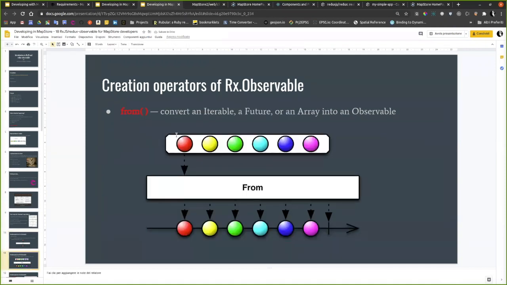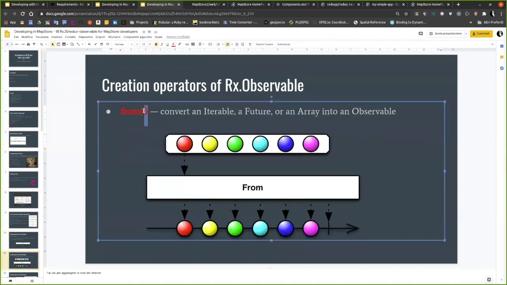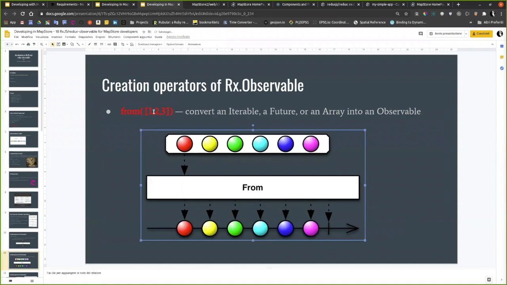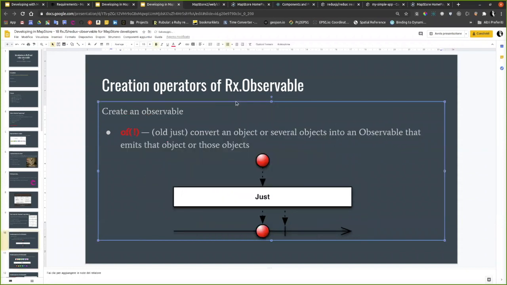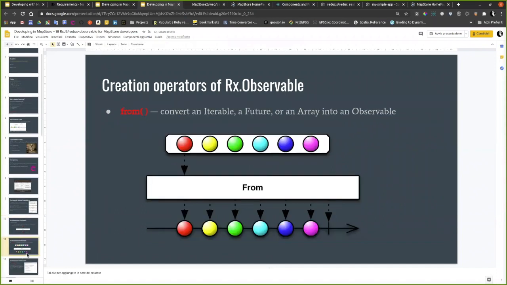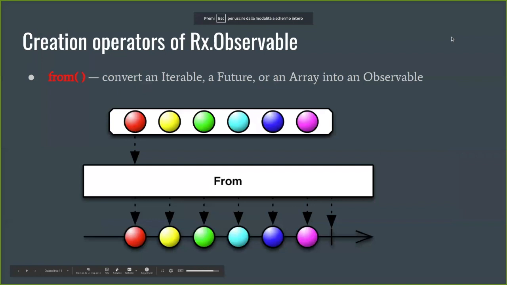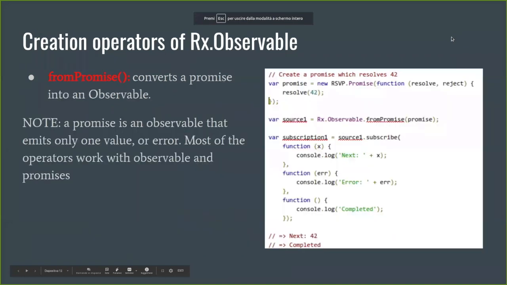A more complex operator is from, which allows you to create a stream of events from an array. For instance, here you can pass 1, 2, 3, and from this array it creates a stream that emits three events, one for each element of the array, and then completes. These are the two main creational operators that you can see.